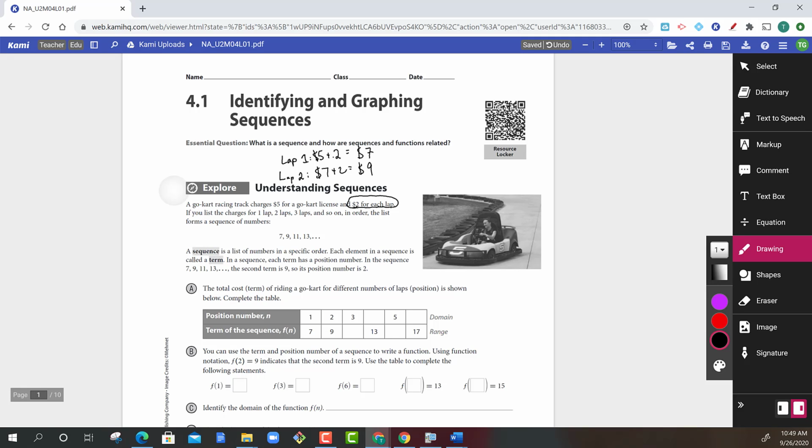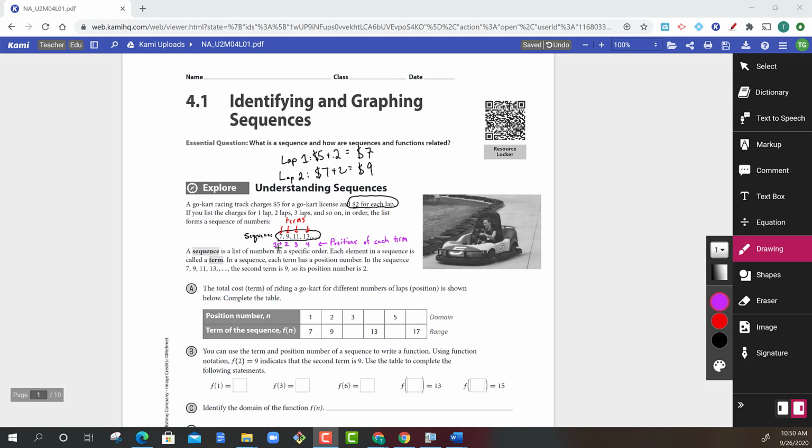So this represents a sequence of terms, as labeled right below. Each of the individual parts are terms, and the entire thing is a sequence, because we have a common difference in this problem of 2. The numbers across the bottom are the positions of each term. And in this particular case, it's how many laps have been completed.